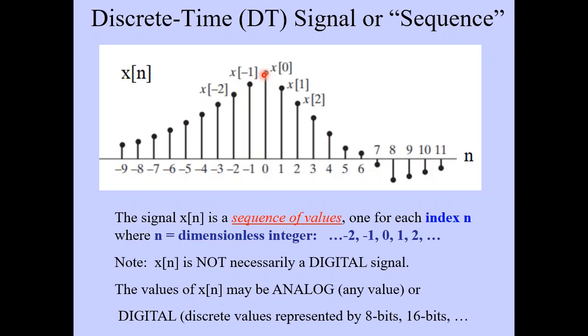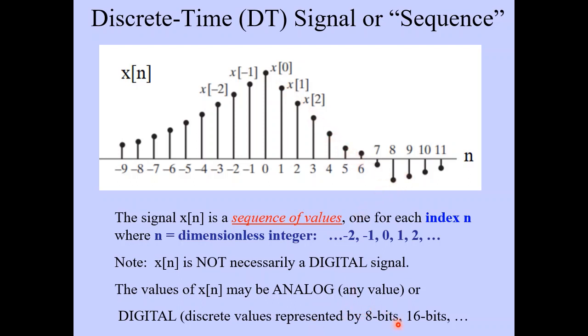So the actual values are the black dots shown here. This is an example of a discrete time sequence. Now, one thing also is that a discrete time sequence like this does not necessarily mean it's a digital signal. In fact, the values of x of n here can be any value, and that would make it technically an analog signal.